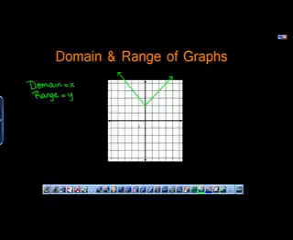Here we have an absolute value graph. We know that it's an absolute value graph because of the V shape that it makes. So let's take a look at our x values. We see there's an x equals 0, an x equals 1, x equals 2, x equals 3, and so on and so forth. Because this has an arrow at the end, we know that the graph continues on. So all values of x that are positive would be part of this domain.